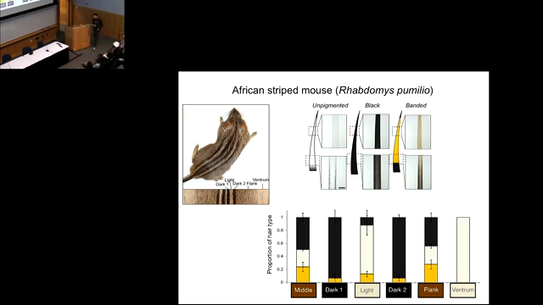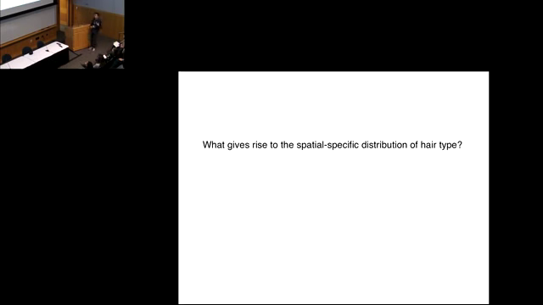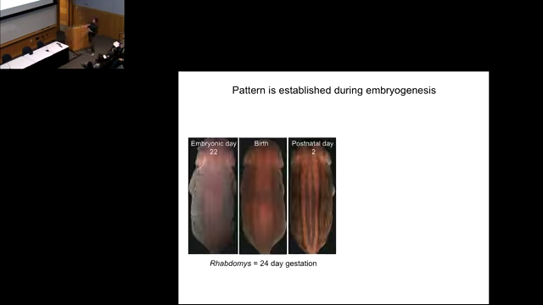And so this is interesting because the question becomes, what gives rise to the spatially specific distribution of the different hair types? In order to address this, the first thing I wanted to do was to determine when this pattern is first established. And as I hope you can see here, by embryonic day 22, which is 2 days prior to birth, they have a gestation period of 24 days, you can already begin to see the pattern.